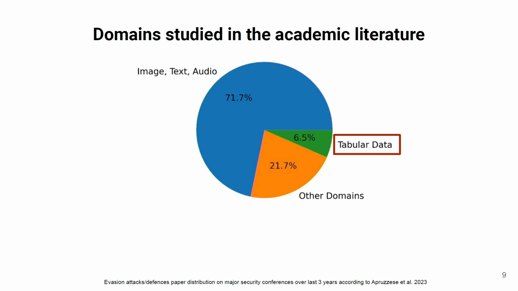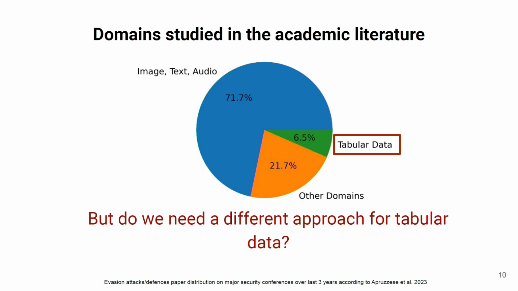On this diagram, you see the distribution of the research papers over the last 3 years for the top 4 major security conferences, including the NDSS, I guess. And you see that tabular data is covered by about 6% of the papers.